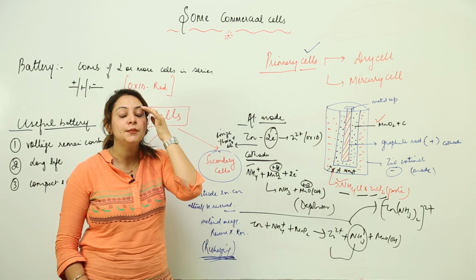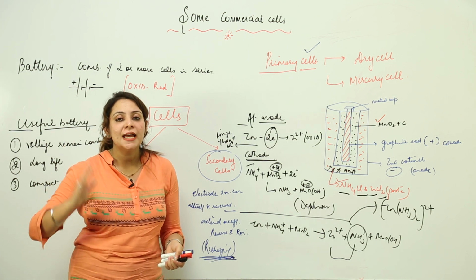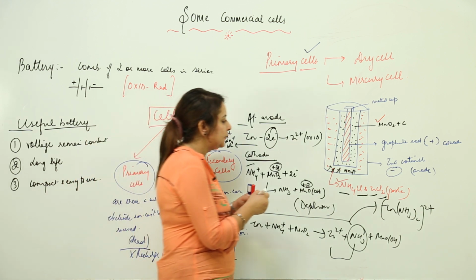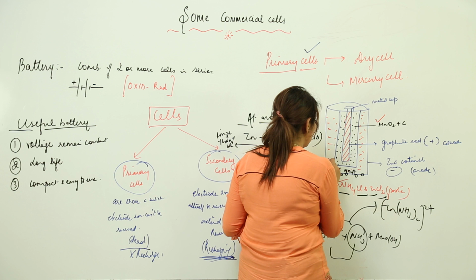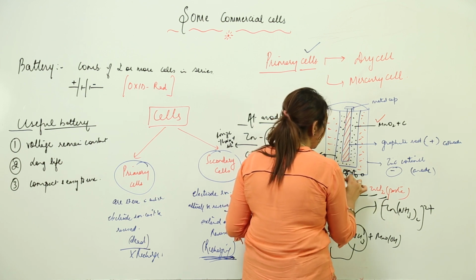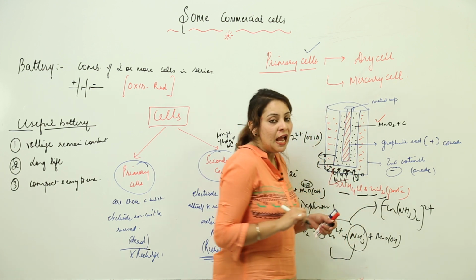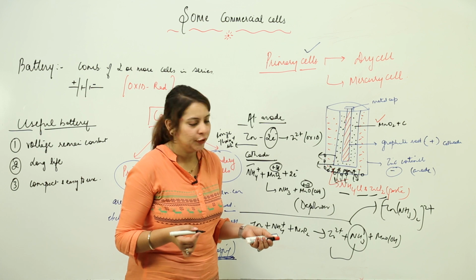You know that sometimes when the reactions are going, when the cell is not in use, this zinc container gets holes in it, due to which there can be a leakage from inside. And when there is leakage, obviously you can say the cell cannot work on the same potential.